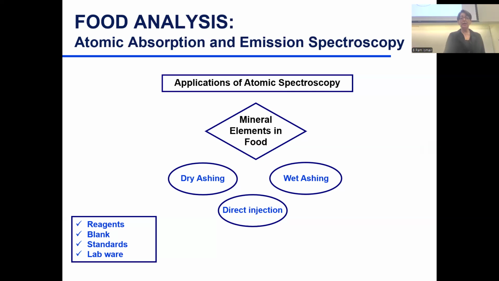And then we have direct injection. This happens if your sample is an oil sample, for example, or water. So you don't need to ash. So you just dilute and take out the sample right away without ashing. So in the lab, you will be working with reagents, so mostly a concentrated acid.